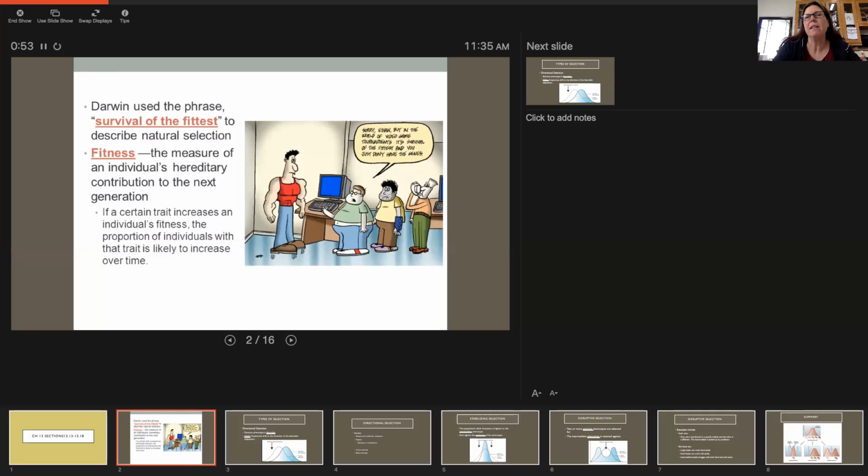When we talk about fitness, fitness is the ability of that individual to contribute to the next generation. So the better or more adapted it is to its environment, the more successful, or we call it reproductive success, it is in producing offspring that hopefully also has those genetic traits that made them successful in their environment.